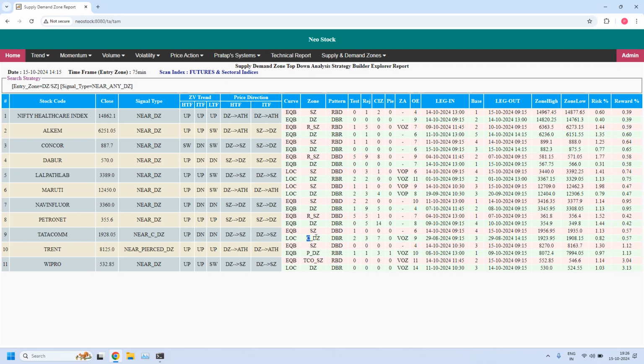So Tata Communication already tested 2 times, 3 rejections. That's it. We have only one high liquidity 75 minutes demand zone from this list. So you need to fine tune up to 5 minutes time frame. If you can find a fresh fine tuned 5 minute zone, you can plan a trade, or even a high liquidity zone also you can plan a trade, a 5 minutes high liquidity zone. That supports multitasking.